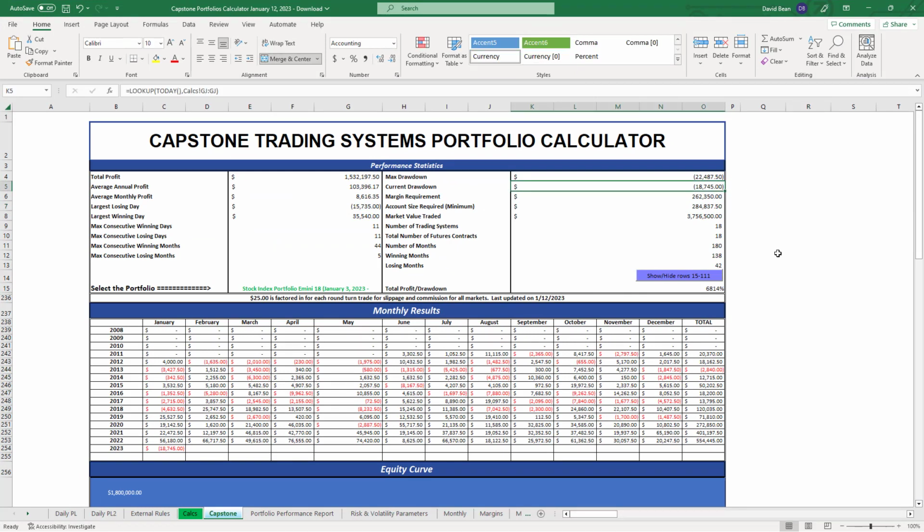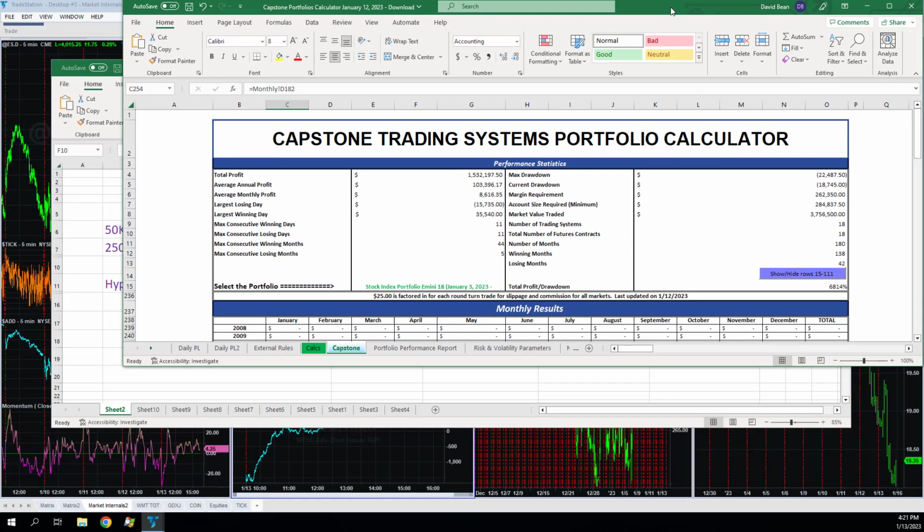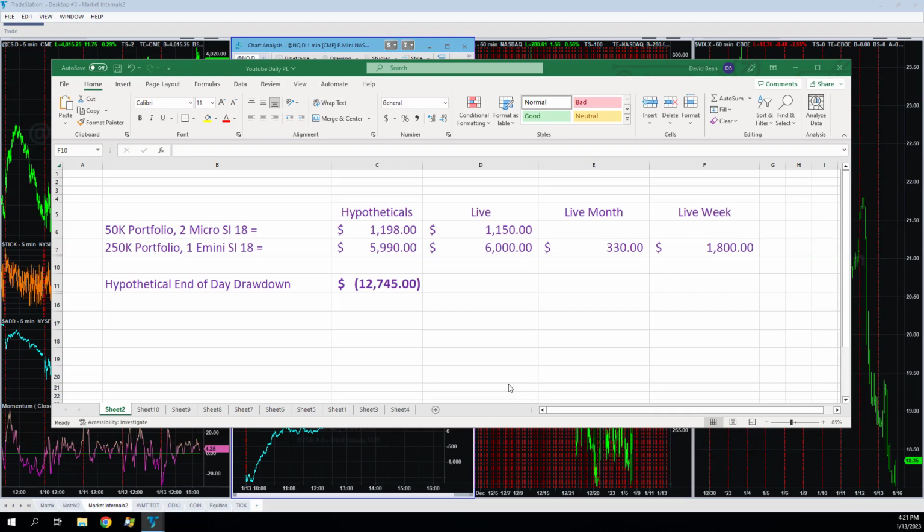Minus 18,745 is the drawdown out of 22,487.50. Down 18,745 on the month as of yesterday. That'll be 6,000 better today, up 6,000 on the day roughly. These are rough numbers and not final numbers, depending on the statement. Our live results on the month are up 330 because we waited for a drawdown to start. And so let's go over the trades on the day.